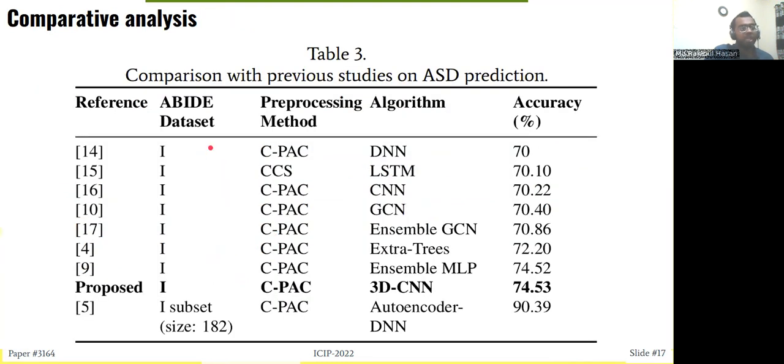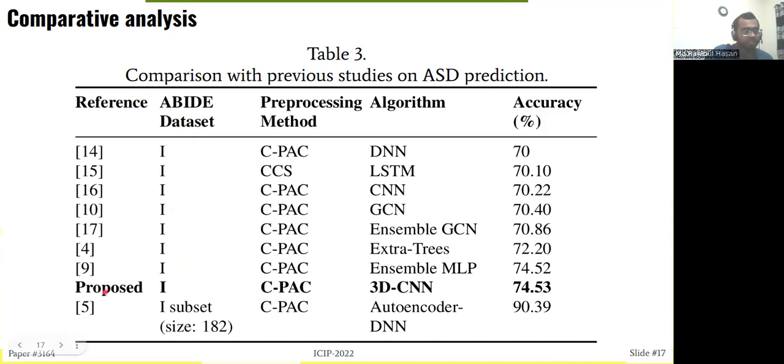Now, if we compare our work with the already published works, we found that those works use ABIDE I dataset with different pre-processing methods. Remember, I mentioned that the CPAC pipeline has been used mostly in different literature, so we can find the proof here. There are different algorithms used by different researchers, and if we look at the accuracy, our accuracy outperforms all studies based on the full-scale ABIDE I dataset.